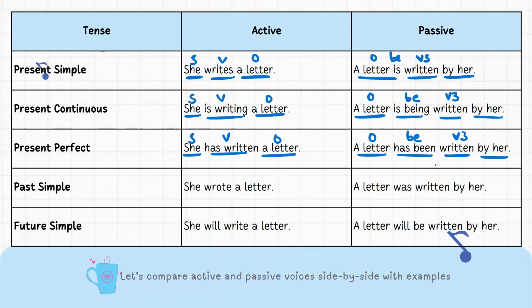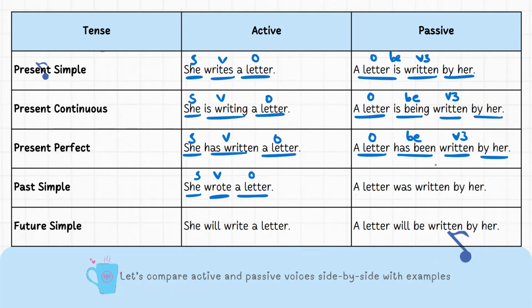Simple past. She wrote a letter. She, subject, wrote, verb, a letter. When you're converting it into the passive form, you just have to change the be form and the V3 form. The structure is quite simple and common for all tenses. You just need to change the be form of the verb and add the respective words according to the tense.